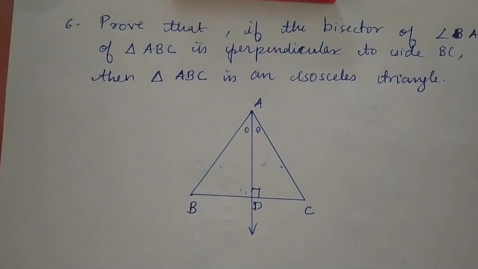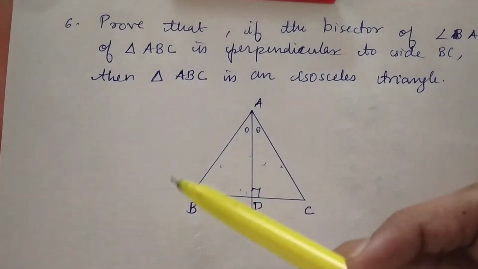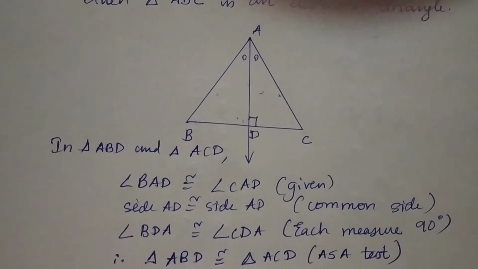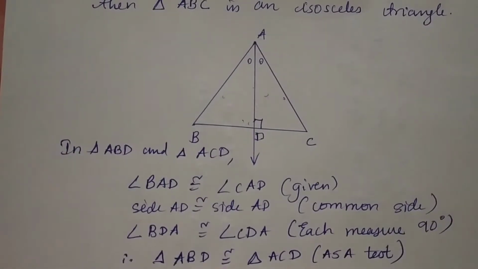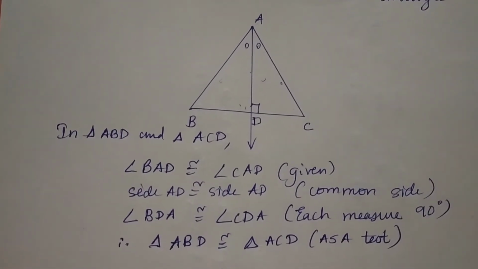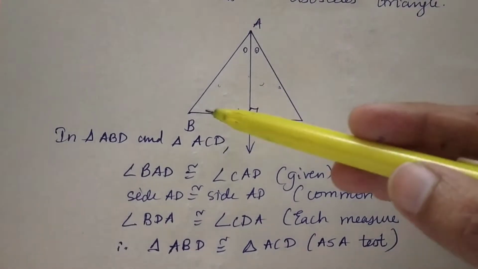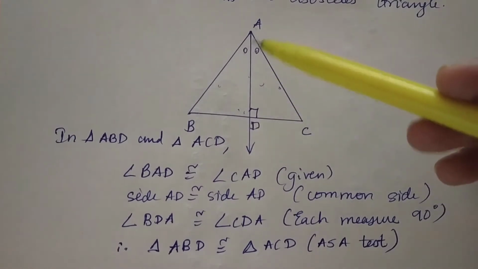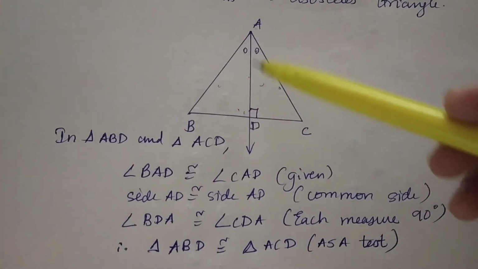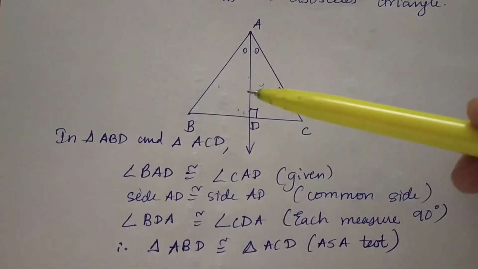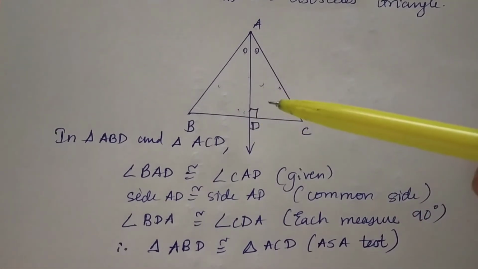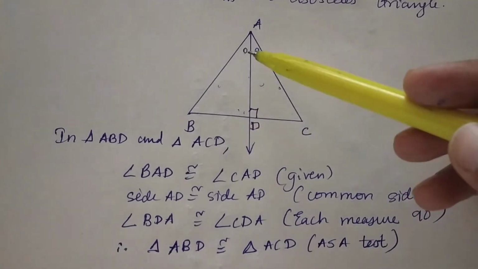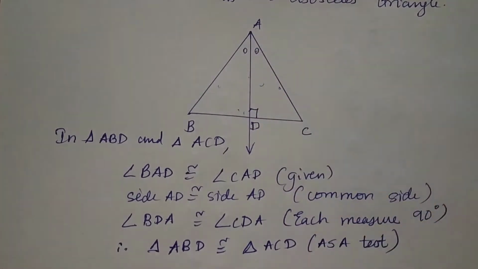Okay, so let us write it down. First thing I am going to write down, angle BAD congruent to angle CAD. Therefore, we write down that in triangle ABD and triangle ACD, this angle is congruent to this angle, given. This is a common side, and angles ADB and ADC are 90 degrees. So according to ASA test, these two triangles are congruent.